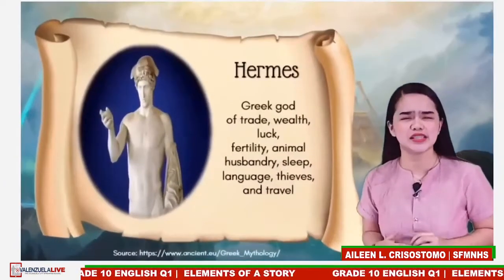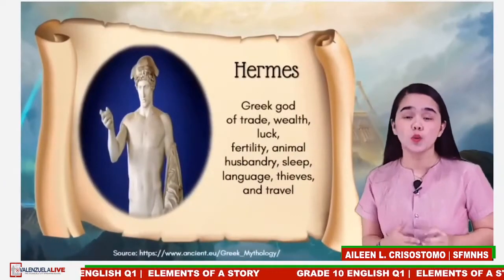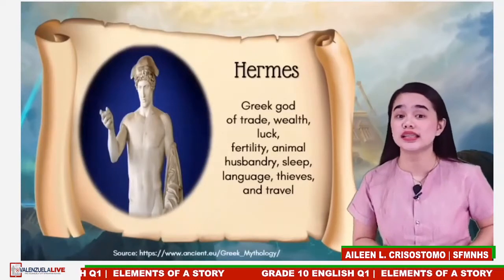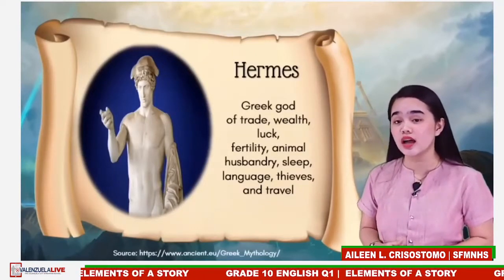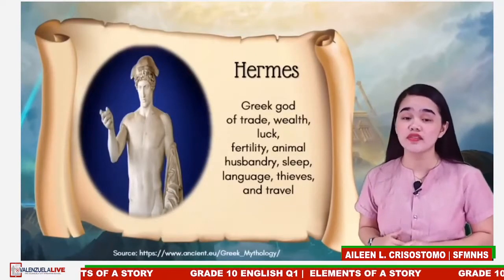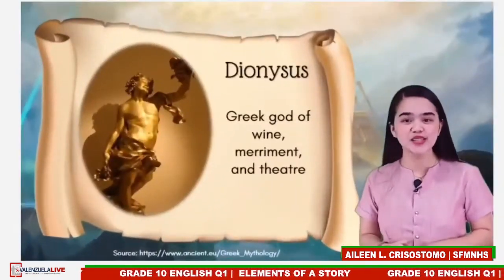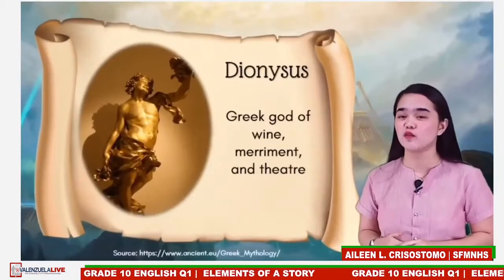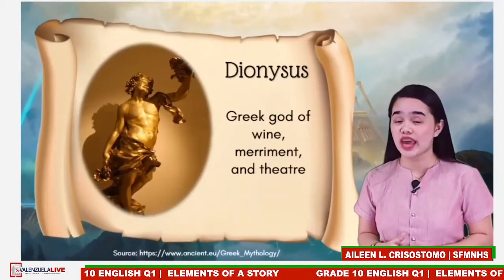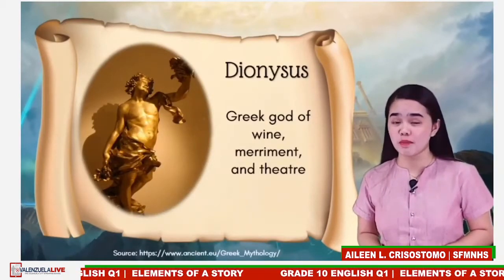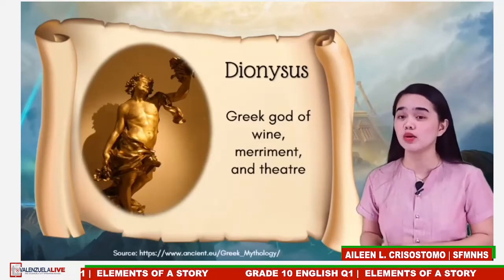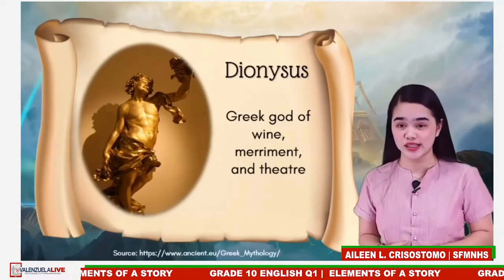Hermes is the ancient Greek god of trade, wealth, luck, fertility, animal husbandry, sleep, language, thieves, and travel. And last, Dionysus is the ancient Greek god of wine, merriment, and theater. Being the bad boy of Mount Olympus, he was perhaps the most colorful of the Olympian gods.